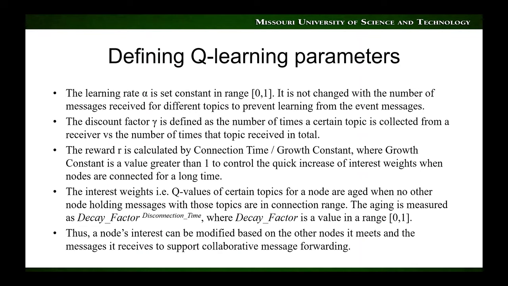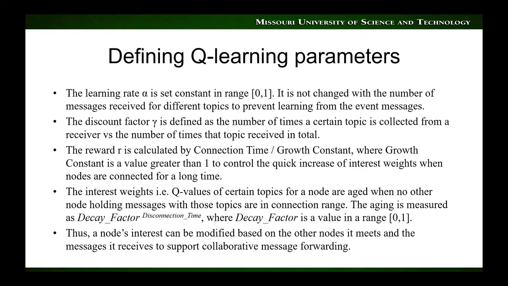Now we have to define the parameters of Q-learning. The first parameter is the learning rate. We keep it fixed in our algorithm because most of the time the event message is not dependent on the interest. That's why if some event occurs, our Q-learning will get a false idea that some node is interested in some other topics, which actually it is not.